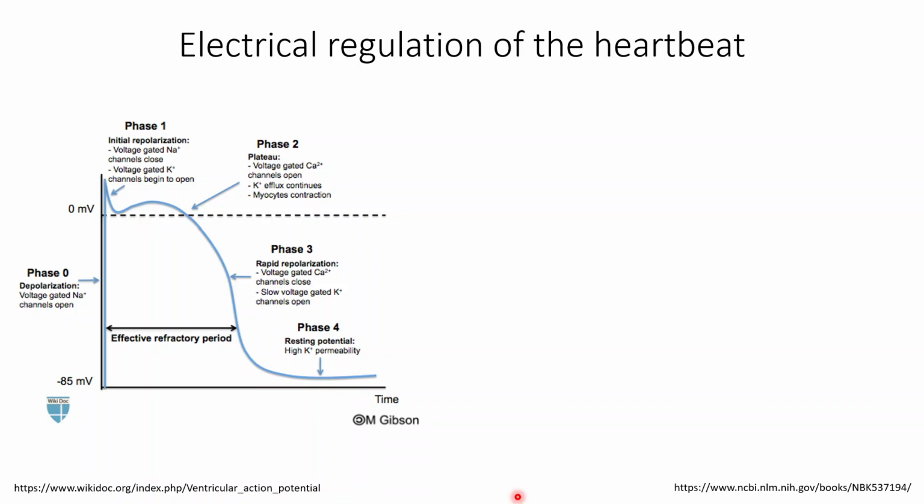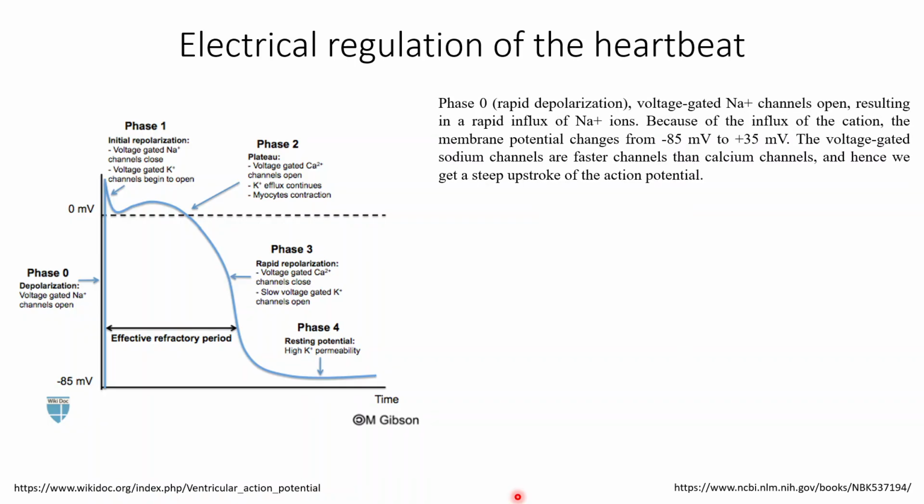Then we had looked at in previous discussion sessions the electrical regulation of the heartbeat. So you have these phases defined for depolarization, repolarization, and then eventually a resting phase, and then it goes again. And basically every heartbeat, this entire cycle repeats.